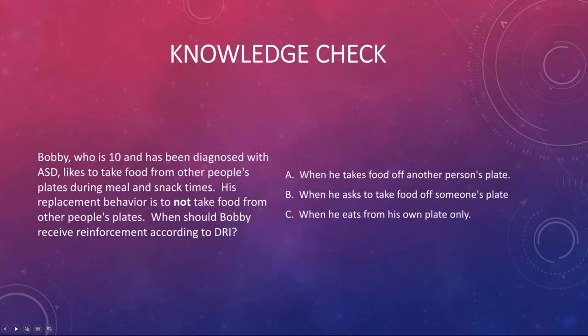So Bobby is 10. He's got ASD. He likes to take food off of other people's plates, when his replacement behavior is to not take food from other people's plates. When should Bobby receive reinforcement according to DRI? Is it A, when he takes food off another person's plate, B, when he asks to take food off someone's plate, or C, when he eats from his own plate only? When should Bobby get reinforcement? Well, the correct answer is C, when he eats from his own plate only.